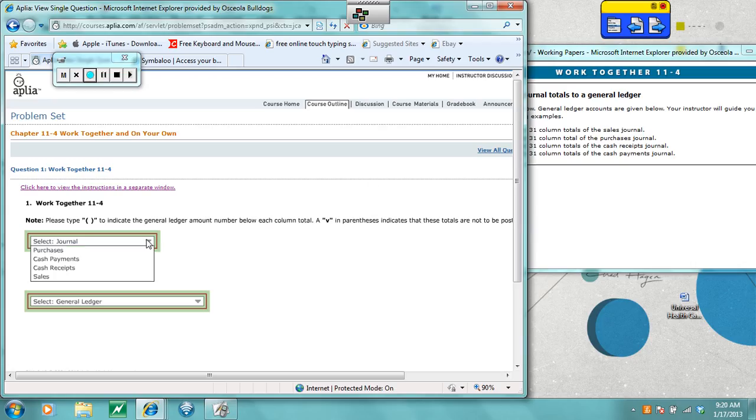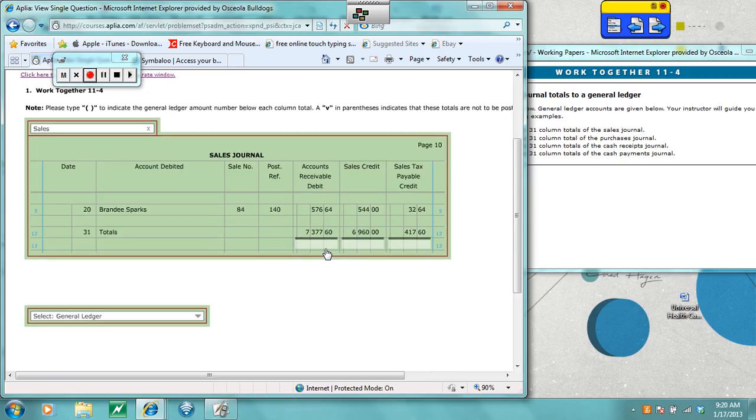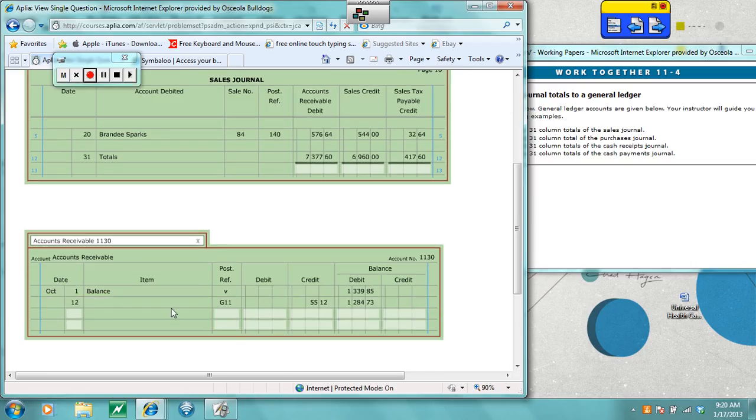It says sales journal. So we go to sales journal, and it says column totals. Okay, so here, accounts receivable debit. So we go to the accounts receivable. It's on the 31st, right? And it's from the sales journal, page 10. What is it? It's a debit. 7377.60.